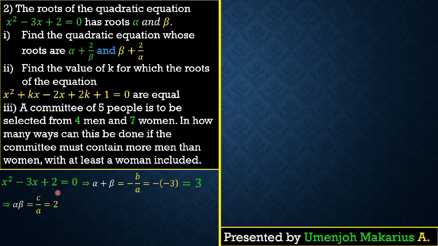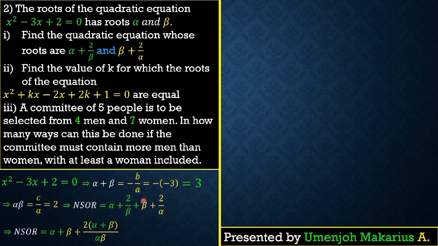Now that we have this, we can go ahead to look for our new sum of roots. The new sum of roots is simply gotten by replacing the roots with the new ones. If we do that, we are going to have our new sum of roots, NSOR, being equal to alpha plus 2 over beta plus beta plus 2 over alpha.